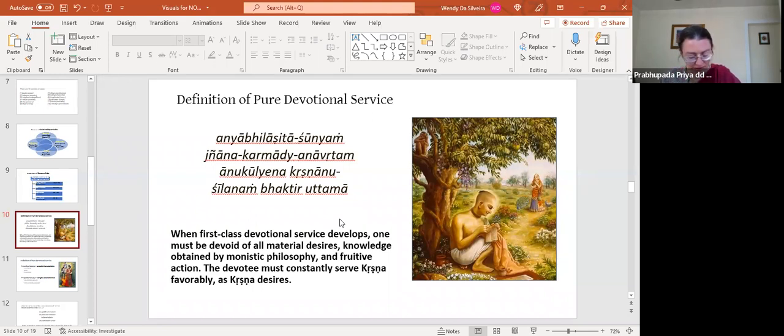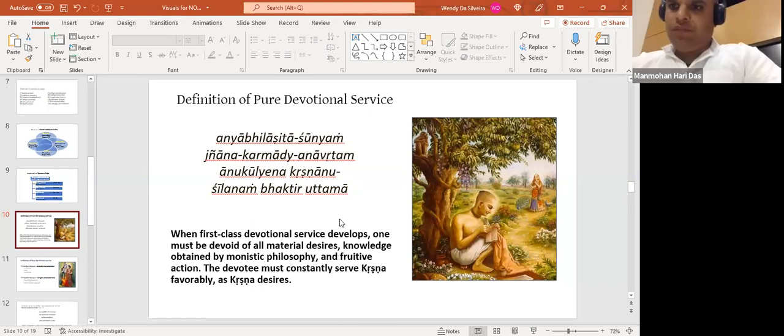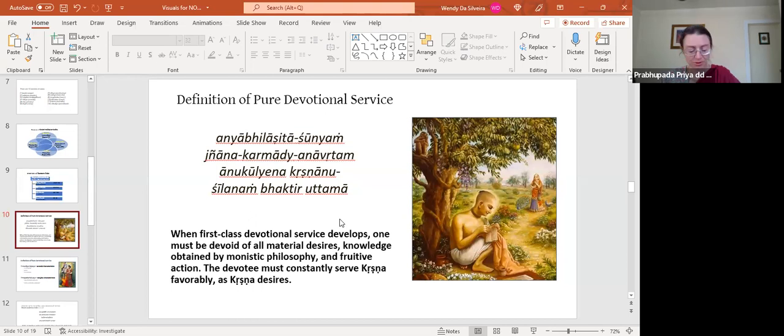And that's conveyed by, we're still talking about anushilanam. So the anu in anushilanam, anu means following. So we need to cultivate Krishna consciousness, following in the footsteps of the predecessor acharyas, our spiritual masters.